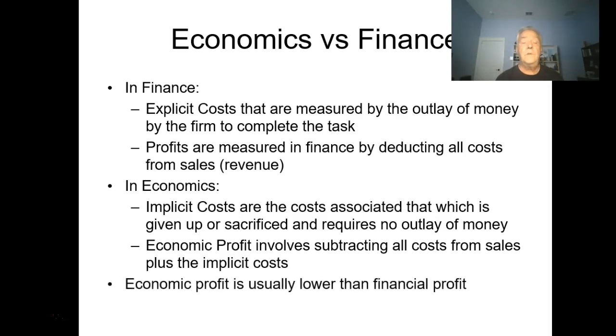So economic profit is usually lower than financial profit. Economic profit, again, may or may not result in an outlay of money. So what we do is we account for everything, including, in the example I gave you, leisure time. So by definition, because we account for what we gave up in leisure time, our profit is always going to be lower than the financial profit.